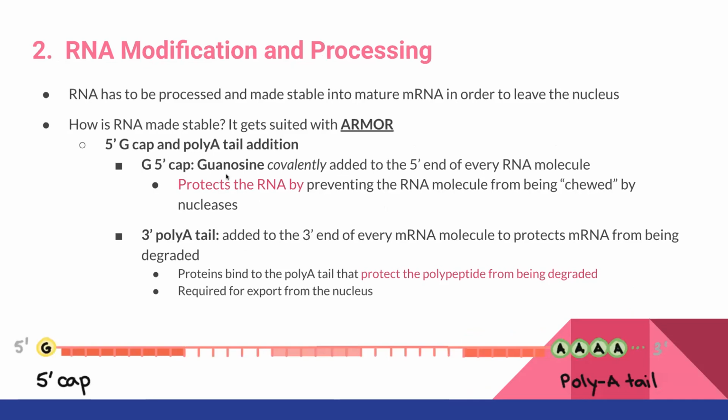Okay, and then there's RNA modification and processing. RNA has to be processed and made stable into mature mRNA to exit the nucleus. So how does it become more stable? You have the 5' guanosine cap and the poly A tail. It needs both of these things to exit the nucleus, otherwise it's vulnerable to nucleases that will degrade it outside of the nucleus.